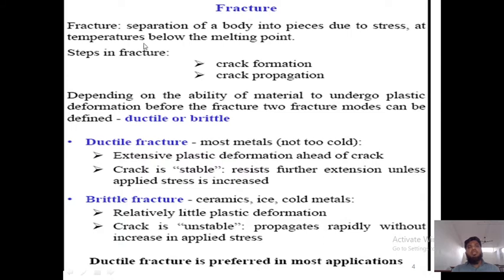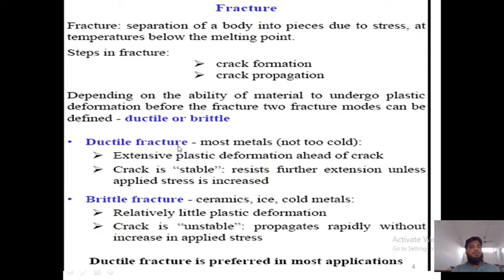So fracture is the separation of a body into pieces due to stresses at a temperature below the melting point. So it should happen below the melting point of the material. So what are the steps? Crack formation and propagation. Depending upon the ability of the material to undergo deformation before the fracture, two fracture modes have been defined. So this depends completely on the deformation of the body during plasticity.